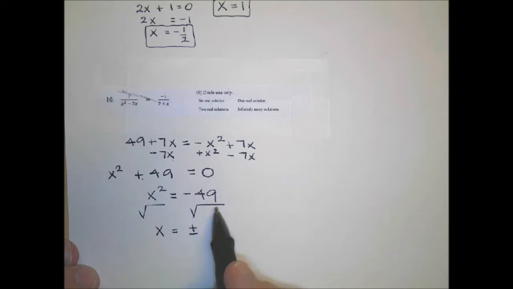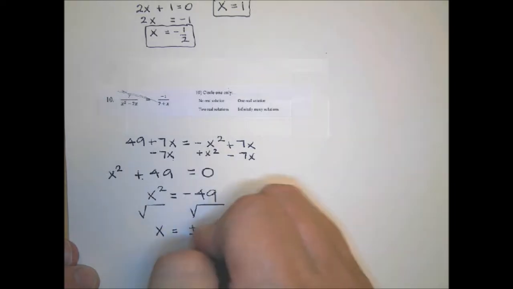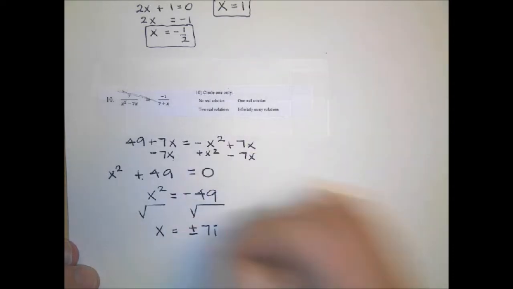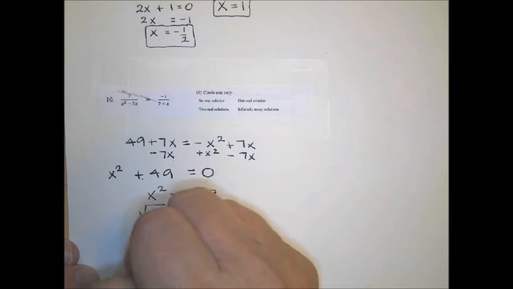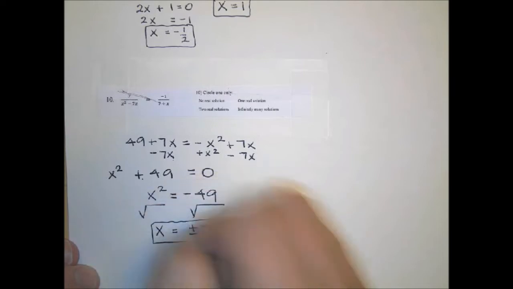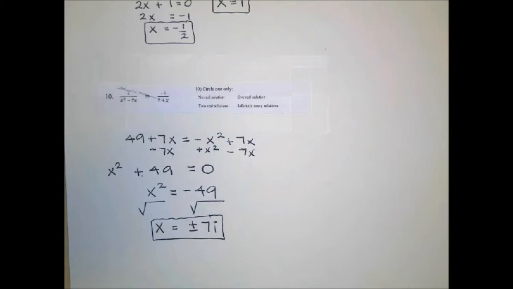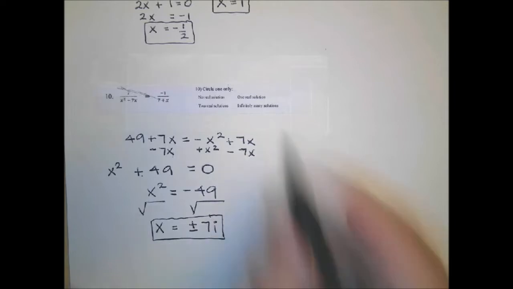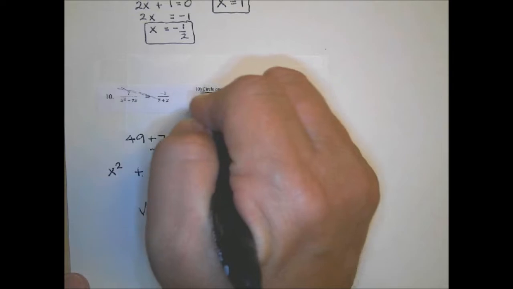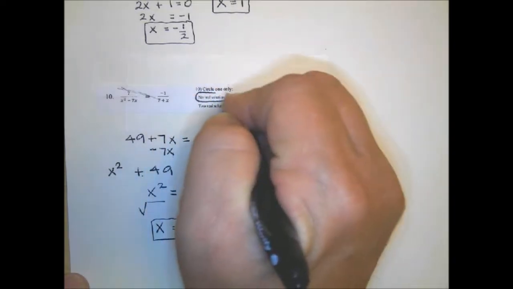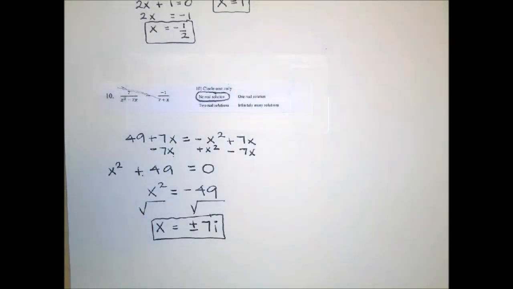Now since I'm taking the square root of negative 49, it would be an imaginary number. It would actually be plus and minus 7i. So that would be the answer, or actually the answers to problem number 10. There would be 2 answers, but they aren't real, they're imaginary. So I would circle up here, no real solution.